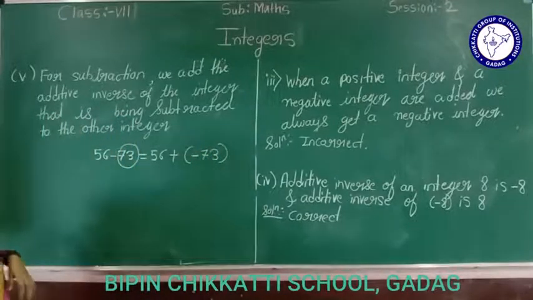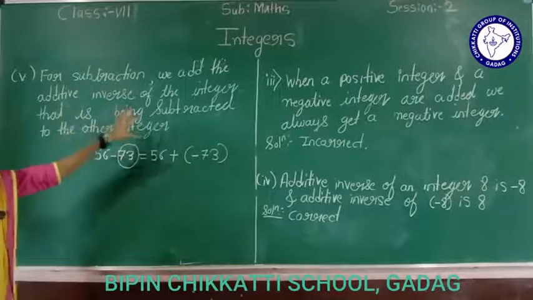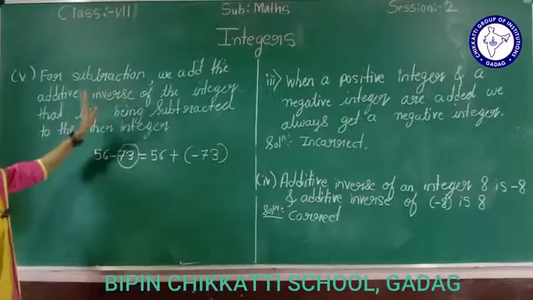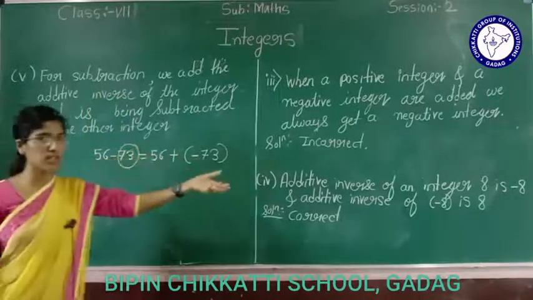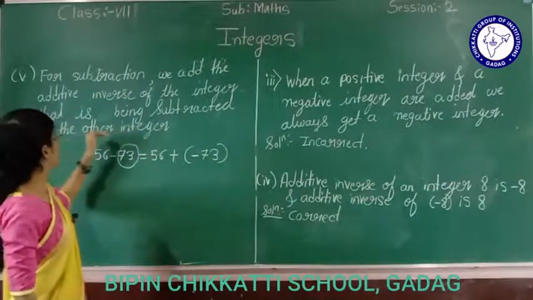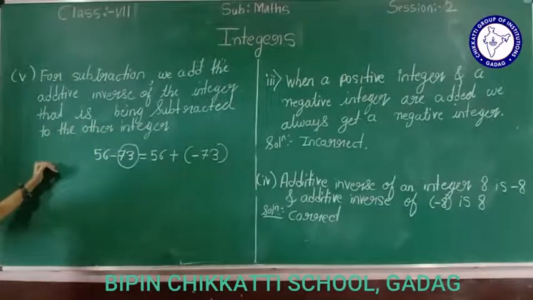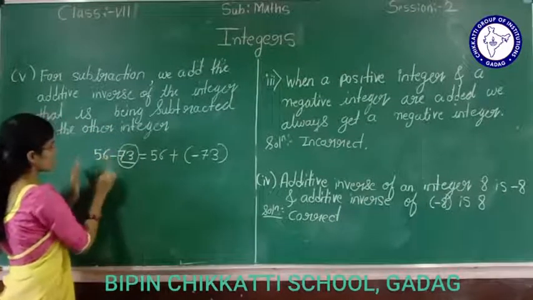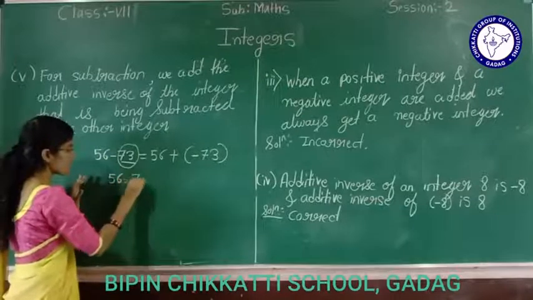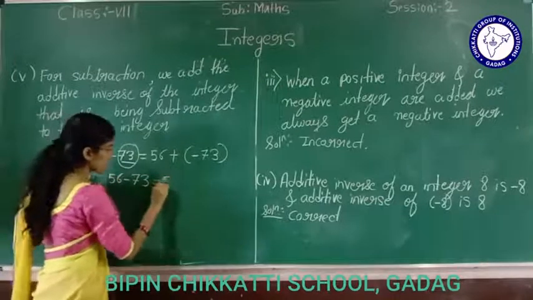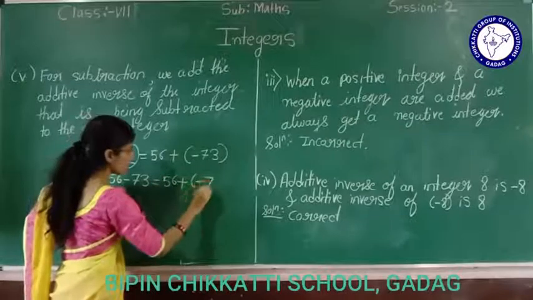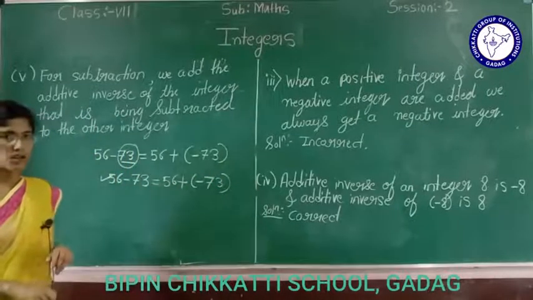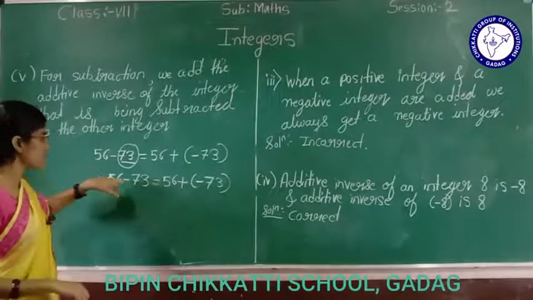Now see here, for subtraction we add the additive inverse of the integer. I told you what the additive inverse is. Yes or no? The additive inverse of 73 is here. Suppose 56 minus 73 can be written as 56 plus minus 73. These are the same only. Again see, plus minus is minus.